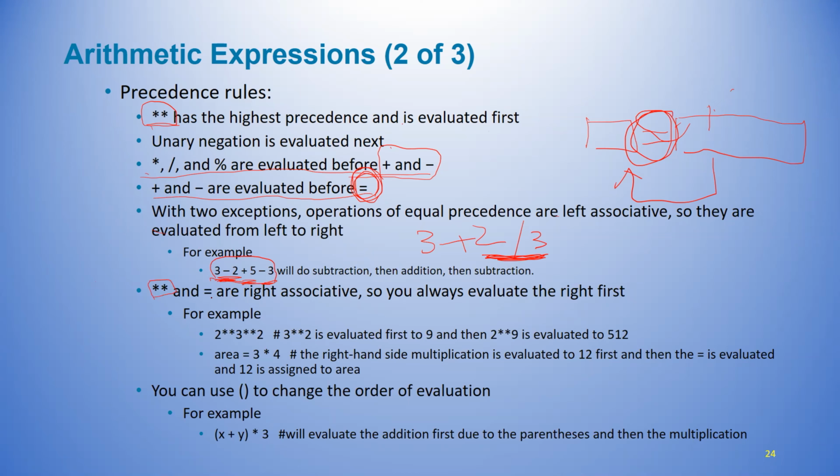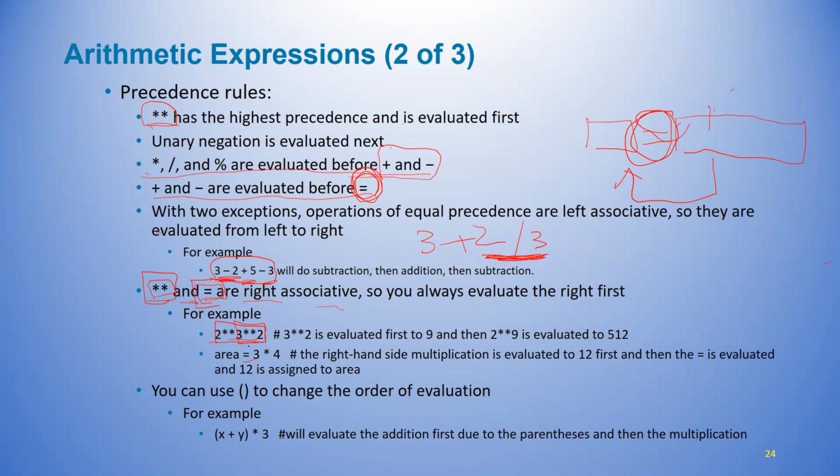This one and this one are right associative. That means you do the right half first. So you always evaluate the right first. For example, now you have this expression. Which one do you evaluate first? You do the right part. So 3 raised to the power of 2 goes first. Okay, that would be 9, right? And then you do 2 raised to the power of 9. That gives you 512. Okay, so exponentiation and assignment always are right associative.